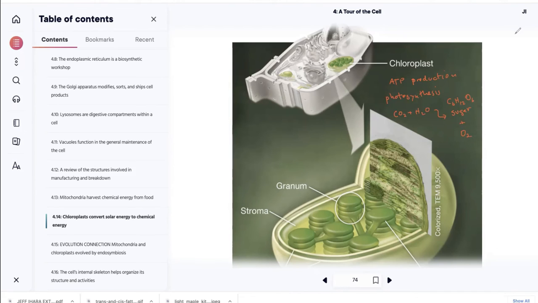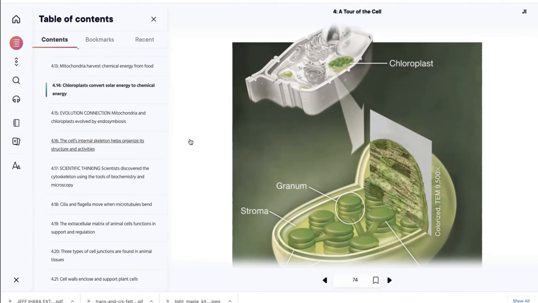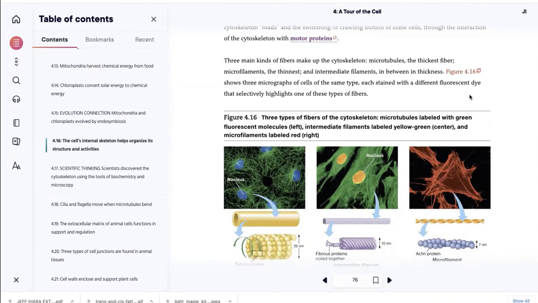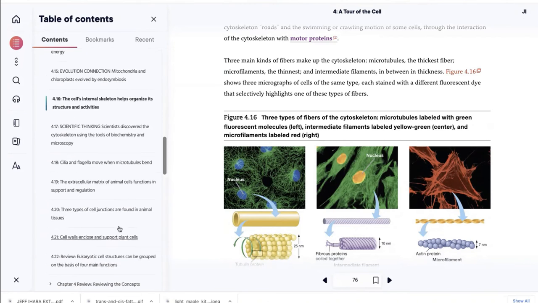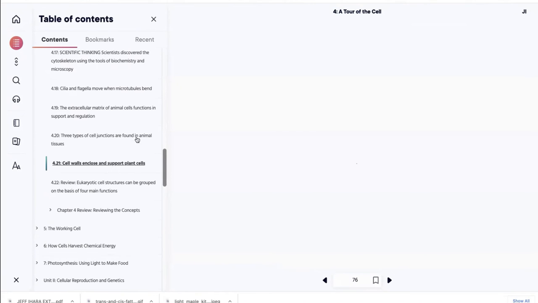Now, the last portion of the chapter is going to be focusing on the cytoskeleton elements, the parts of the cells that are going to be responsible for giving the cell its shape, as well as its ability to move around. I'm not going to include that in this lecture.